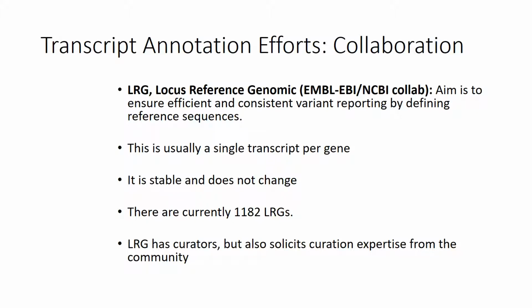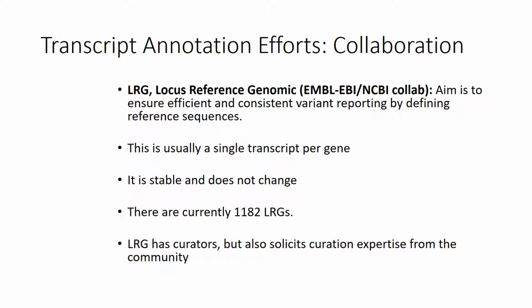I'm now going to talk about the Ensembl EBI and NCBI collaboration efforts. The first effort that was developed was the Locus Reference Genomic, or LRG effort. These transcripts are highly curated, and their purpose is to ensure efficient and consistent variant reporting by choosing a clinically relevant transcript. This usually corresponds to one transcript per gene and is relatively stable. As of a few weeks ago, there were only 1,200 or so LRGs, indicating that it is a time-consuming effort.